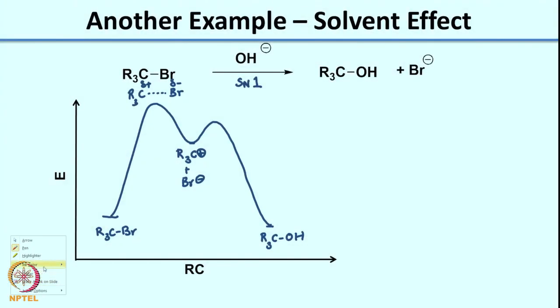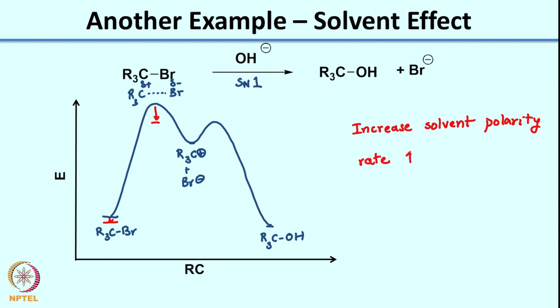So what you will see here is, you will see greater stabilization for your transition state. So increase in solvent polarity will show you an increase in the reaction rate. And the extent of increase would be greater than the cases earlier where you started with a slight increase, okay, for the SN2 case.